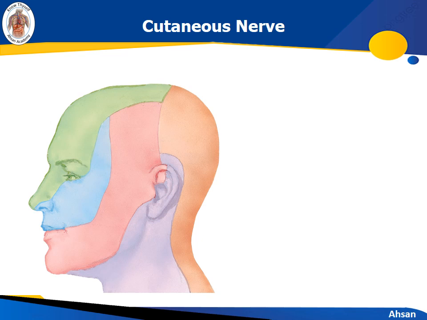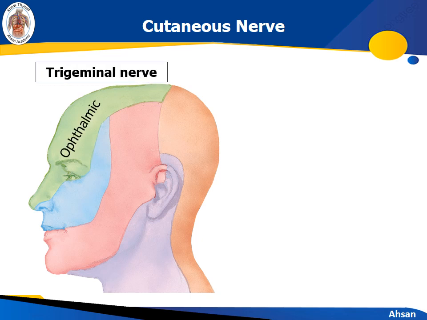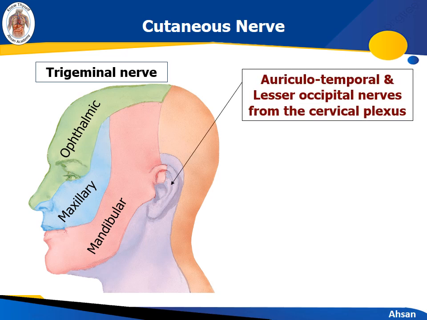Cutaneous supply of the ear. You see, the trigeminal nerve has 3 branches. This is the area supplied by the ophthalmic branch. This area is supplied by the maxillary nerve, and behind this is the mandibular nerve. This mandibular nerve extends up to the anterior part of the auricle, and the posterior part of the auricle and most of the area is supplied by the auriculotemporal and lesser occipital nerve from the cervical plexus. Here the root value is second and third cervical ventral rami.